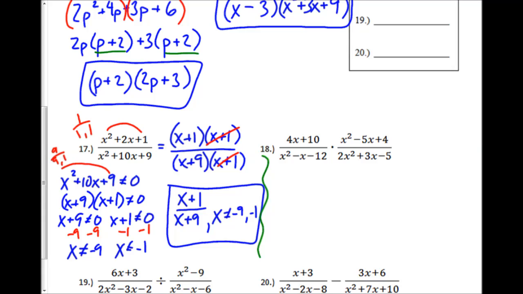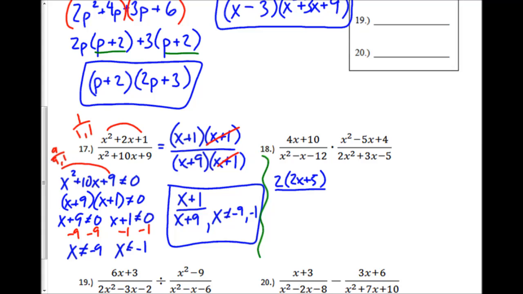If I look at number 18, number 18 with multiplication, we're not going to worry about the restrictions. We just want to get in that habit now when I'm reducing these things. But for this one, I'm just going to do the simplification. I'm going to factor everything as far as I can. So the 4x plus 10, I can factor a 2 out of there. So that gives me a 2x plus 5.